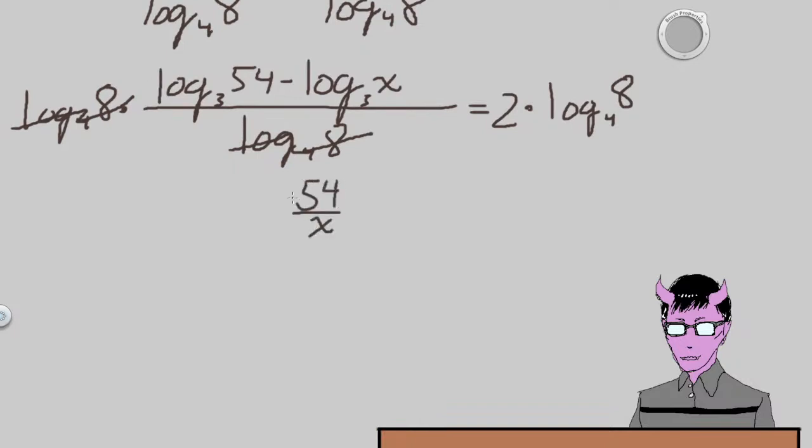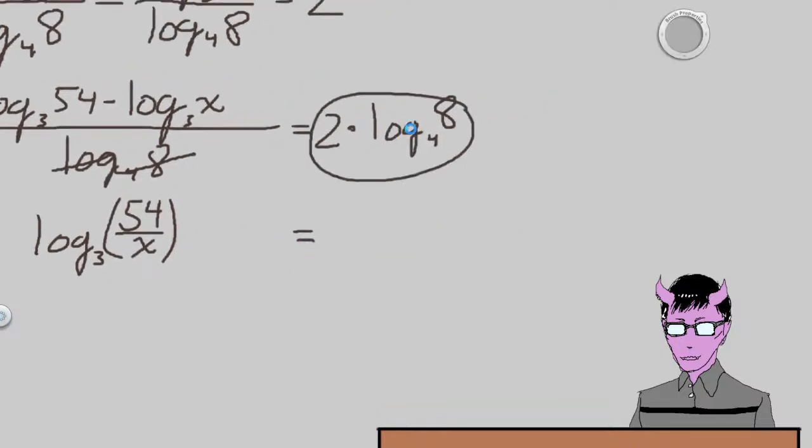I'll put parentheses, maintaining the same log base 3, all over, oh, it's just over 1 since we canceled this one with this one. So I'm going to omit the denominator, but there's always an invisible 1. And copy paste this side.